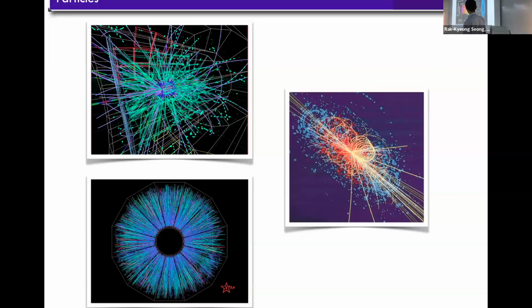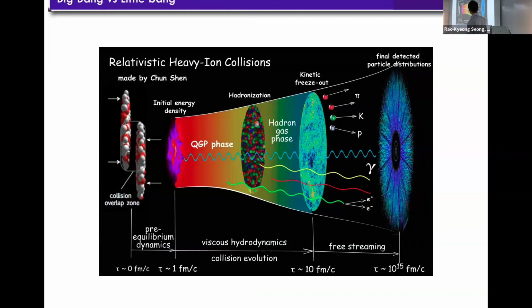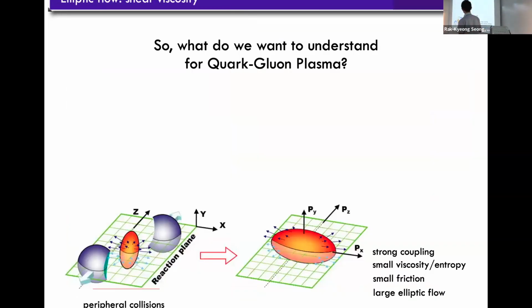Okay, skip that. Good. So that we call a little bang. Big Bang is the real universe history, but we also can make a quark-gluon plasma state in the accelerator. It's very important because we can understand the early stage of the universe on Earth, right? It's very important. So about quark-gluon plasma.